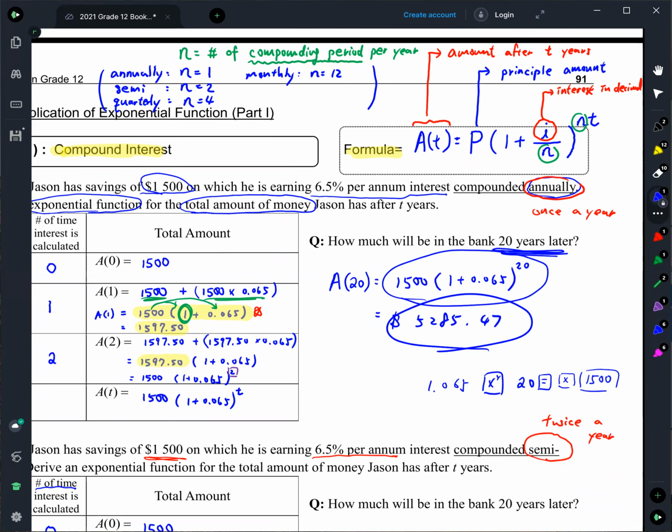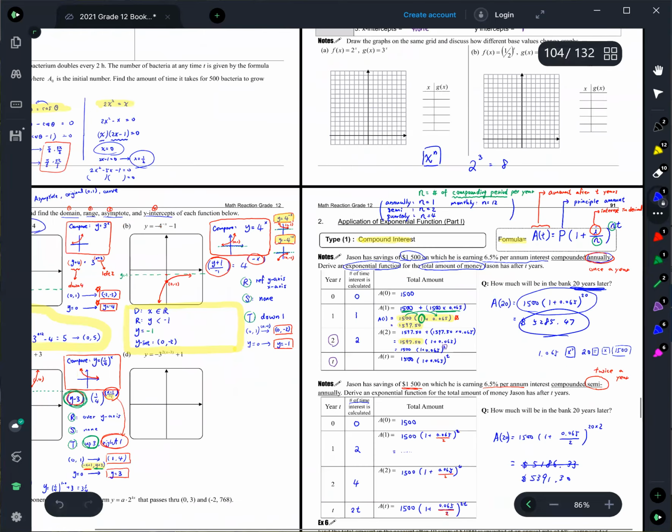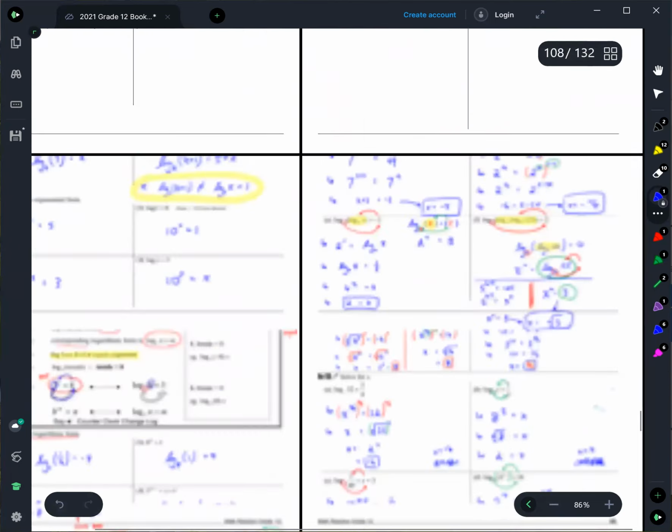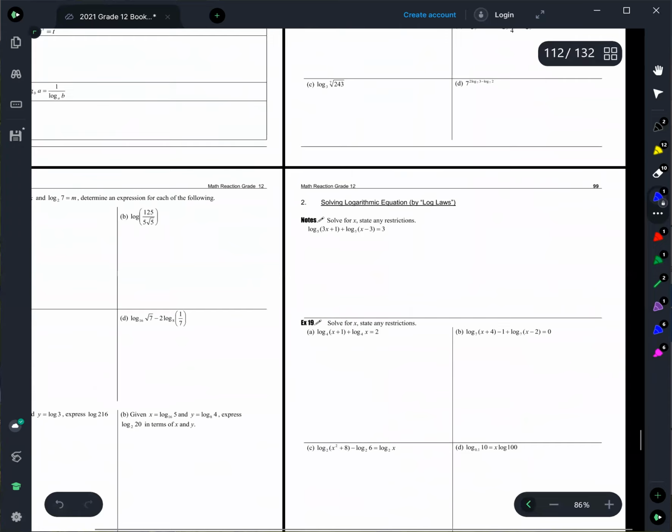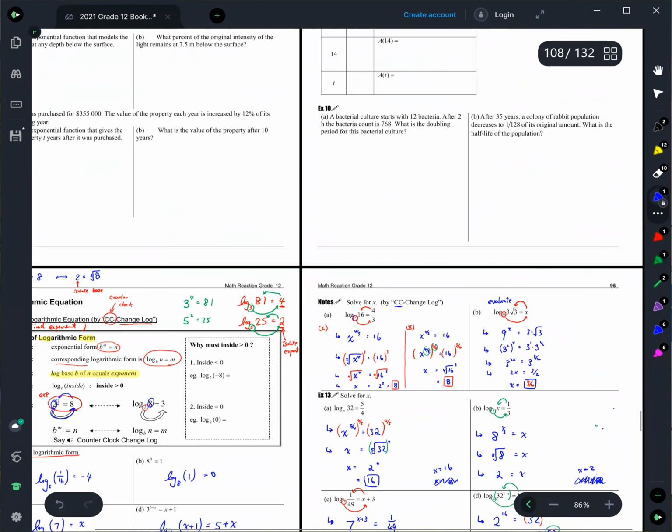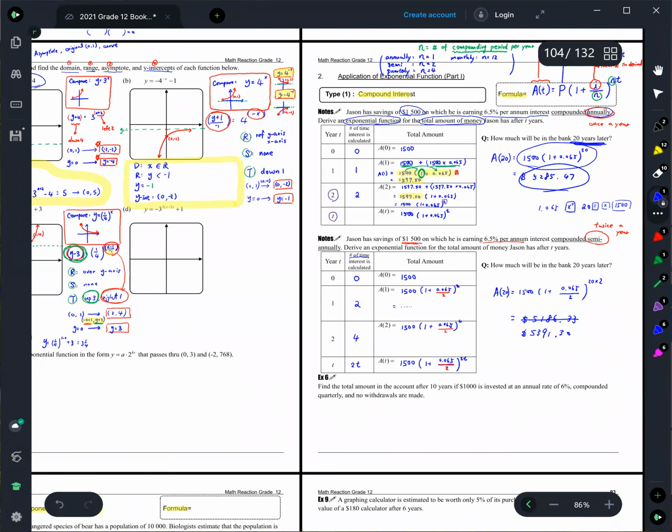Jason. Yeah. Hi there. For question 2 on page 110, if it doesn't say a number under the log, that means it's just 10 automatically, right? Yeah, the base will be 10. Okay, thank you.